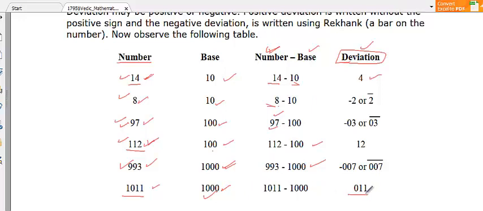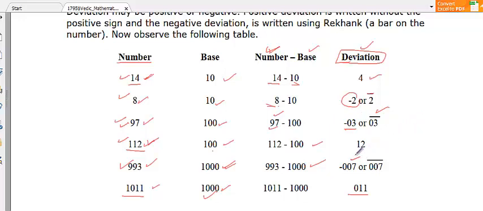Whenever you get a negative deviation, you can put a bar over it. It is just a representation. It is not required every time, because this is your calculation. You are going to calculate, and whether you want to put a bar or not is up to you. You can even take minus 2 also. It is your choice. Similarly, 3 bar you can write like that.